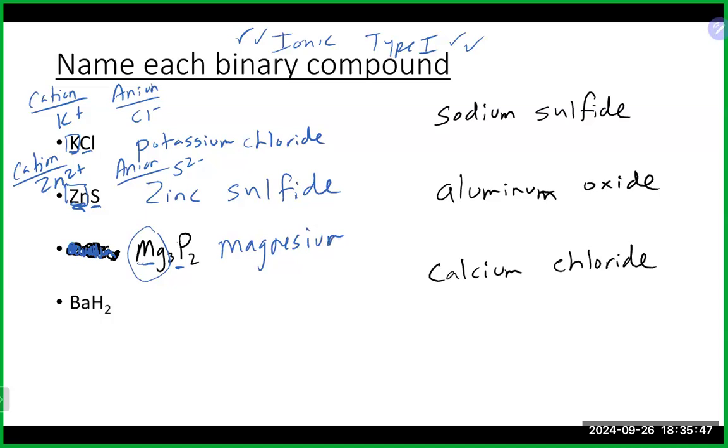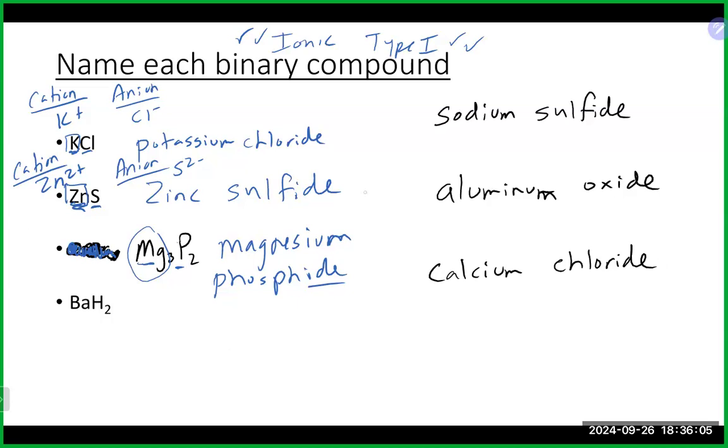And again, our phosphorus will drop a little bit of the back end or maybe more, and that will be phosphide. Once again, here we have no prefixes, even though we have multiples of each of those things. And again, that's because of the ions that are present.